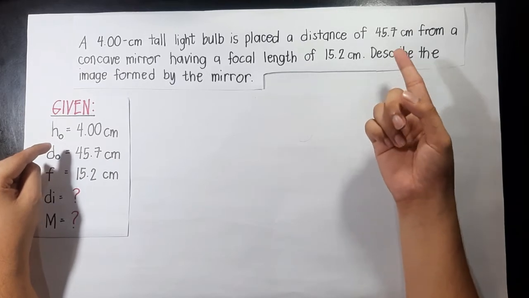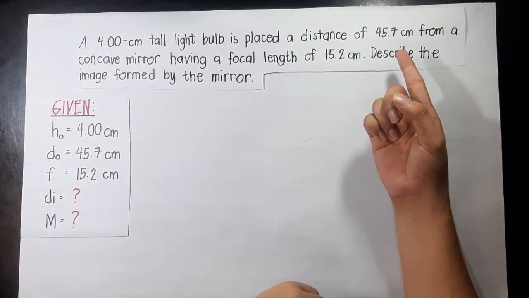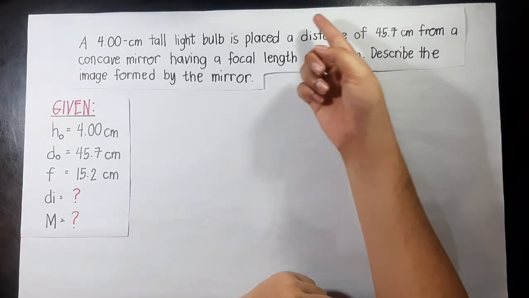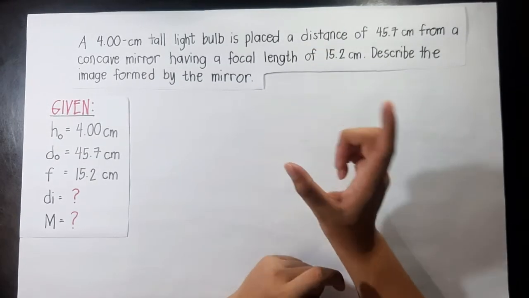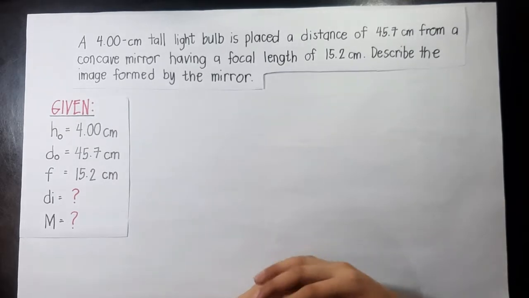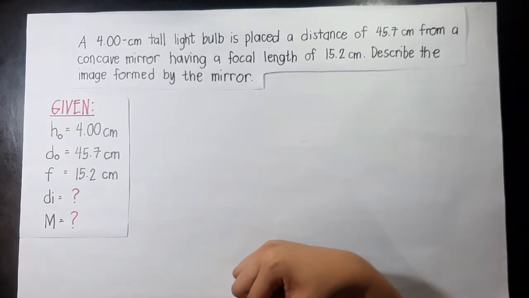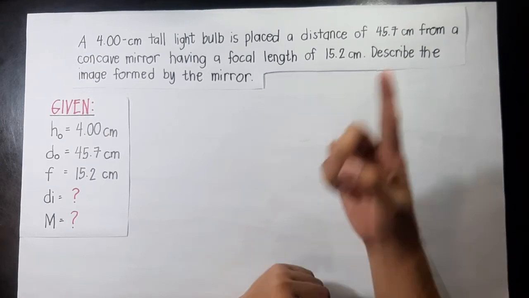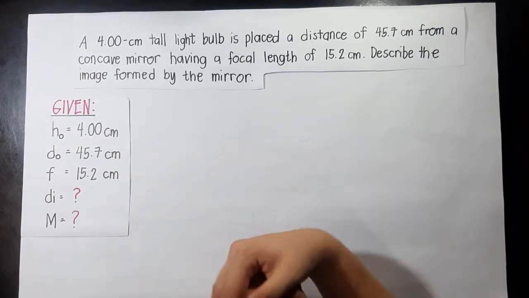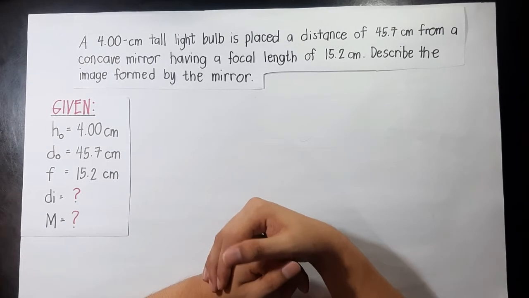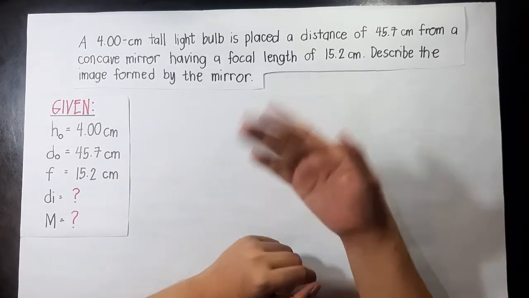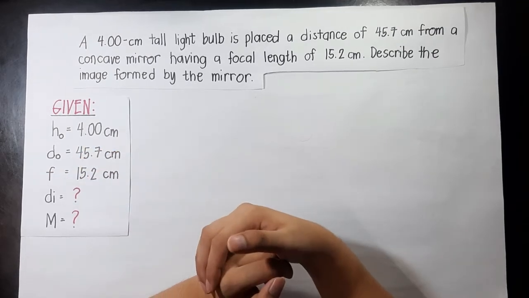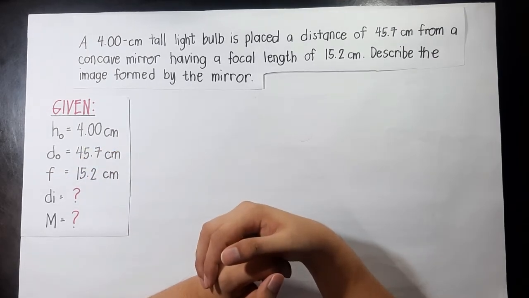The second one is 45.7 cm, which is obviously din naman na sinabi na rin ng problem, which is the distance of the object. Kung gaano kalayo yung object inilagay sa harapan ng salamin. So for that, we have 45.7 cm away from the mirror. So that value serves our DO or distance of the object. While the focal length is given in the problem 15.2 cm. So that's why I put 15.2 cm in F or in focal length.